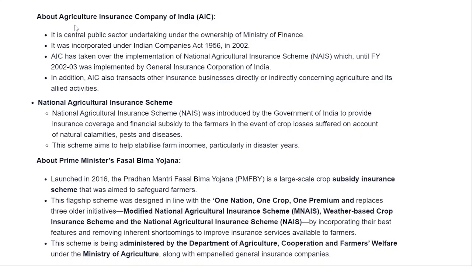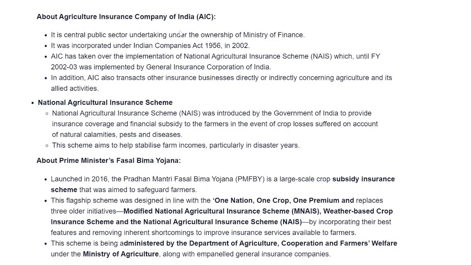So first you have to look at the Agriculture Insurance Company of India. It is a central public sector undertaking under the ownership of Ministry of Finance. That means it's a completely government-owned public sector company, which is the Agriculture Insurance Company, and it was incorporated under the Indian Companies Act in 2002. So 2002, try to remember that.